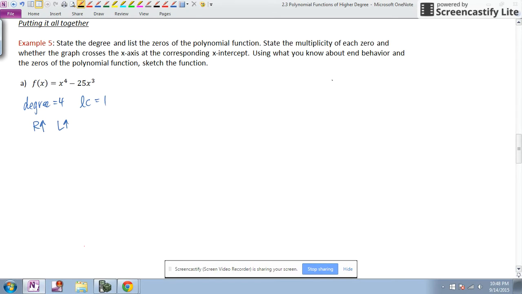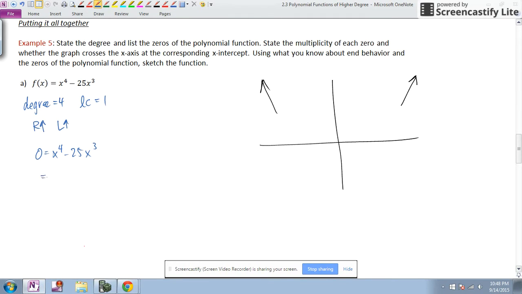So a nice thing I know about this graph is that over here on the right it's going up, and over here on the left it's going up. So I have a little idea of what the graph looks like. Well, then the next thing that might be nice to do is to go ahead and solve this. So 0 equals x to the 4th minus 25x cubed.